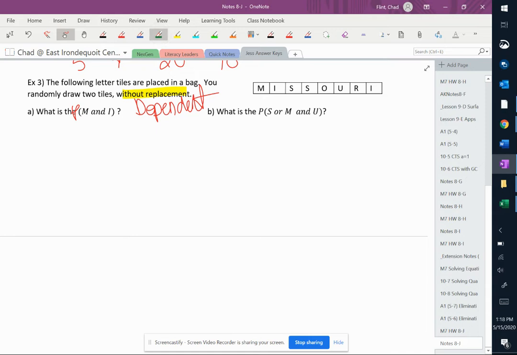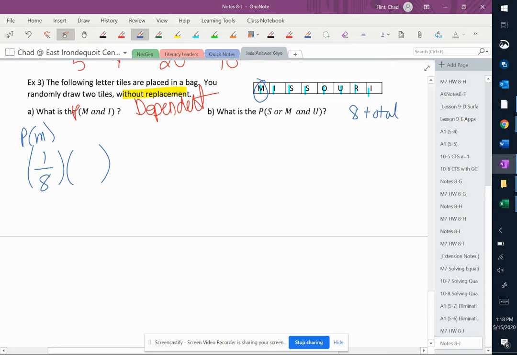Well, let's first figure out the most important thing, how many total tiles we have. 1, 2, 3, 4, 5, 6, 7, 8. So 8 total. So the probability of picking an M would be 1 out of 8. And then after I've already picked that M, going back in for an I would be 2, but no longer out of 8, out of 7.